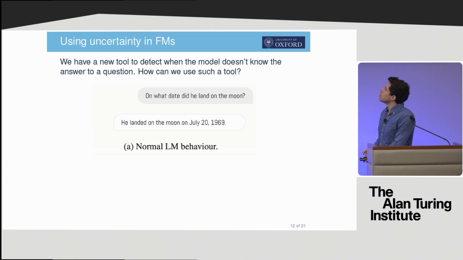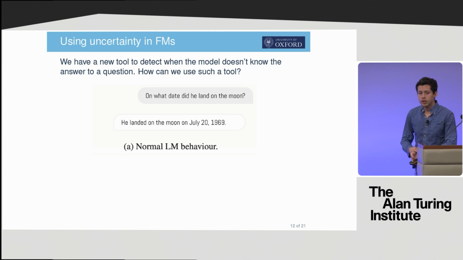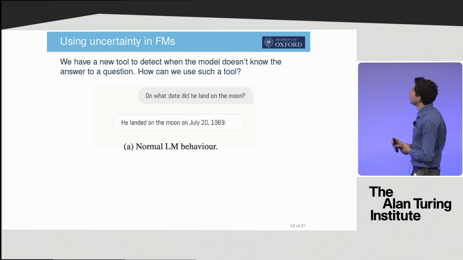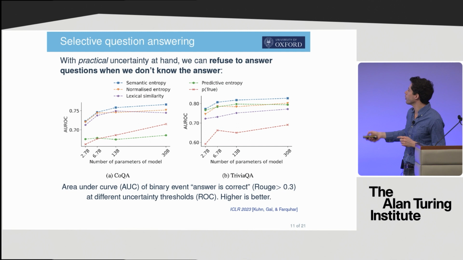Now that we have a new tool to detect when a model is uncertain, we can use it in some pretty cool ways. So let's say that you talk to ChatGPT, and you ask a question like, on what date did he land on the moon? Oh, sorry, I should have highlighted. So this is work that was published by Lorenz and Seb. Both of them are the student and postdoc I mentioned.